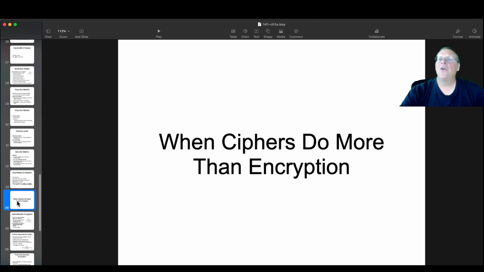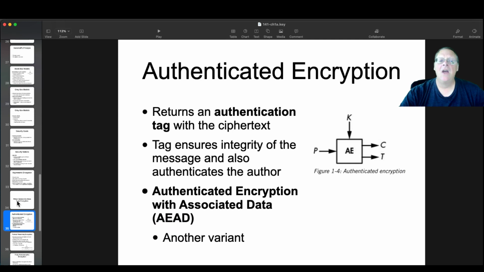So you can also want more than encryption. You might want to provide more than simply confidentiality, which is all encryption gives you. You might want identification. Authenticated encryption returns a tag, which means I've basically signed it, so now you can check that the message has not been altered, and you also know who sent it.